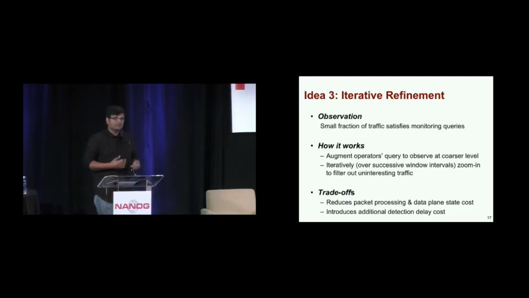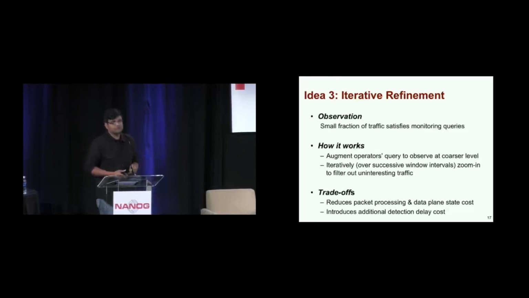With that observation, we were exploring whether there is a better way in which we can make efficient use of the available resources. So we came up with this idea of iterative refinement, in which we augment the operator's query to observe traffic at a coarser level of granularity. When we observe something interesting at the coarse level, we winnow out things that are uninteresting or that don't satisfy the query, and iteratively zoom in on portions of traffic that were identified as interesting, to figure out what portion of traffic is satisfying the query.